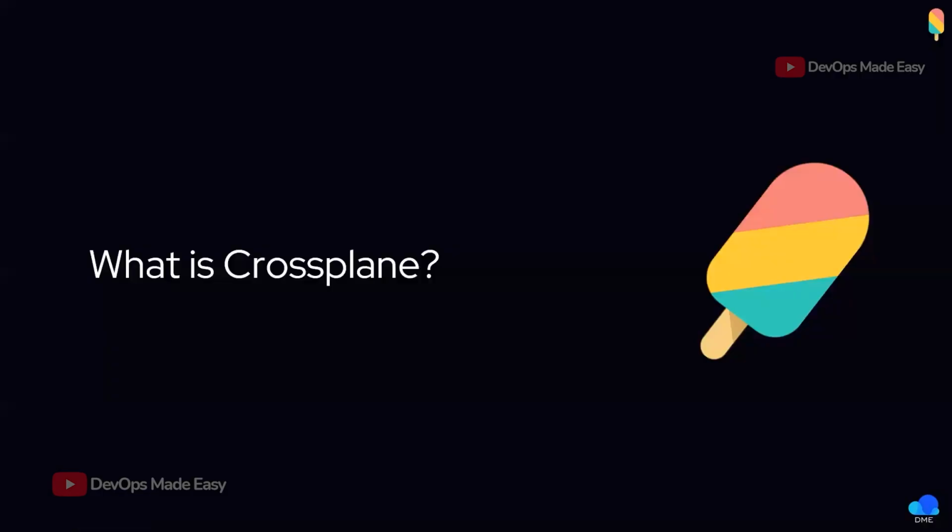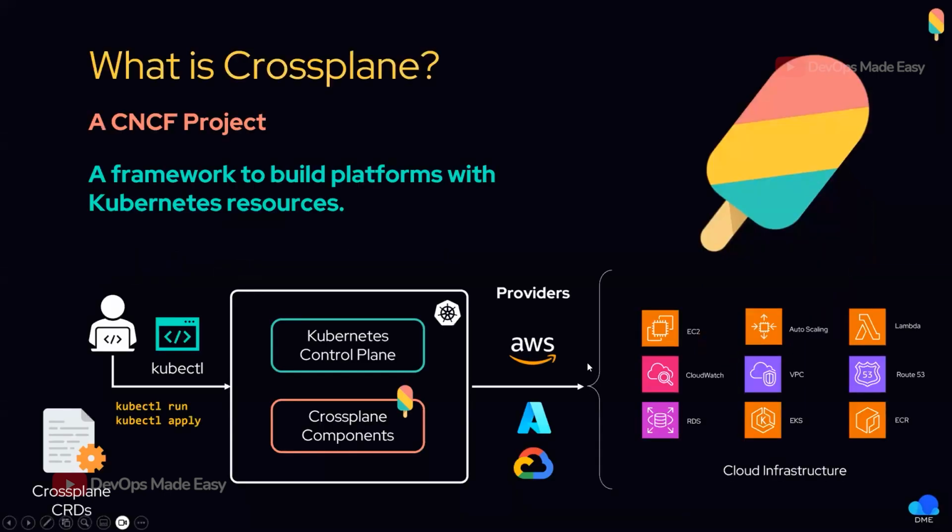Now we understood what is Terraform. Let's understand what is Crossplane. So Crossplane is a CNCF graduated project. It is basically a framework to build platforms with Kubernetes resources. So when we say build platforms, it is about creating cloud resources. It can be virtual machines, it can be databases, networking, or it can be a combination of a complete platform.